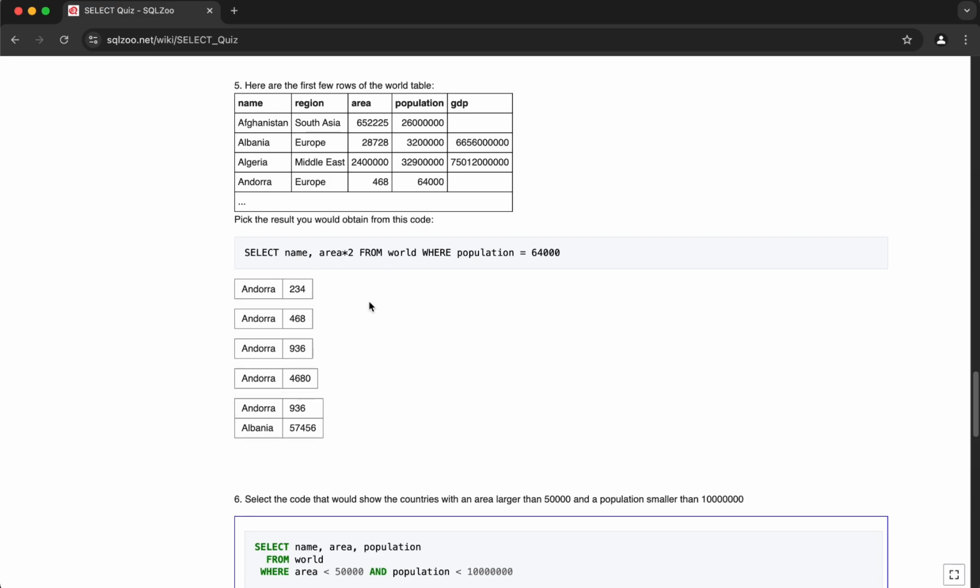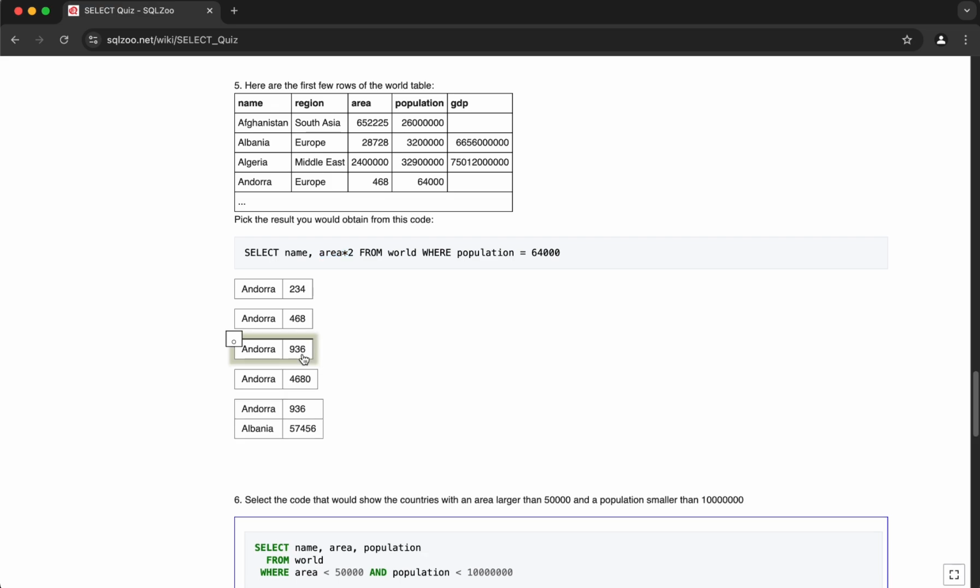So if we ran this query, what result would we get? Well, we would get Andorra, okay? And the way we know that is because by looking here, Andorra is the only country that has a population of 64,000. So it won't be the last option, it'll be one of these 4. But how do we know which one to pick? Well, it's going to be in this right here. Well, we can see that the area of Andorra is 468 square kilometers. But that's not what it's asking for. Remember, it says area multiplied by 2. So 2 times 468 is 936.